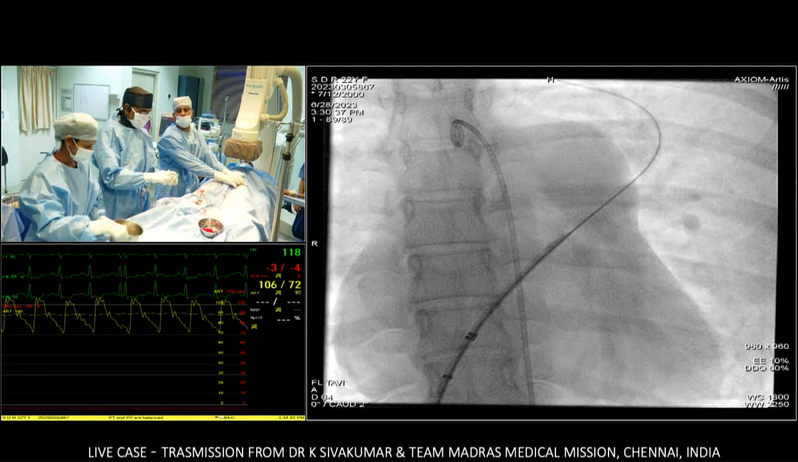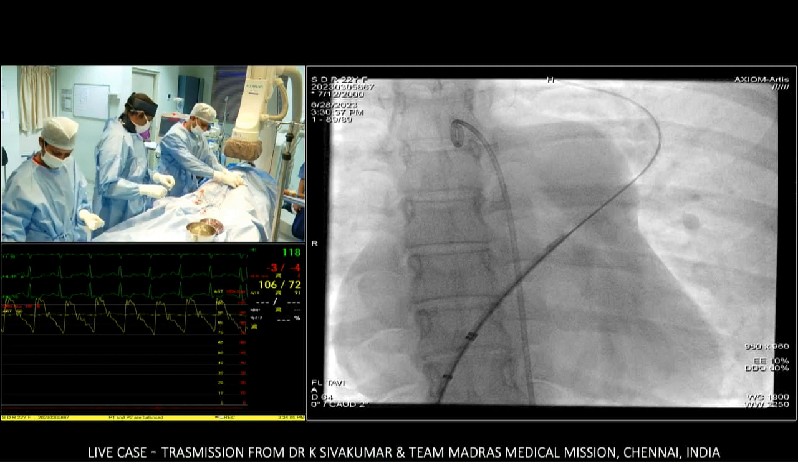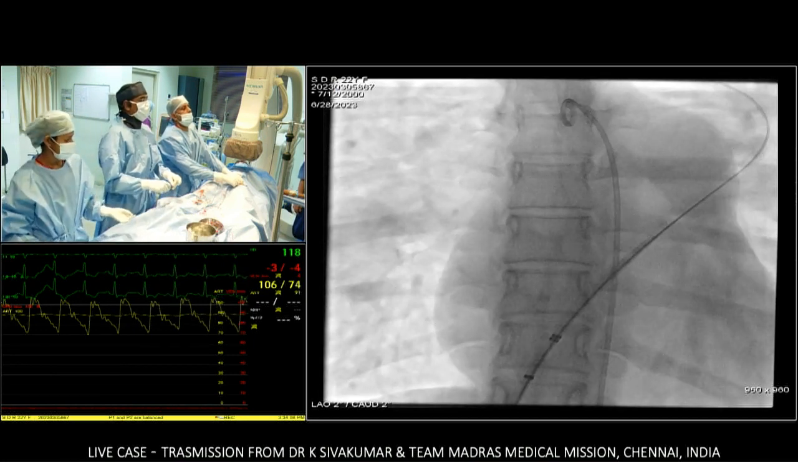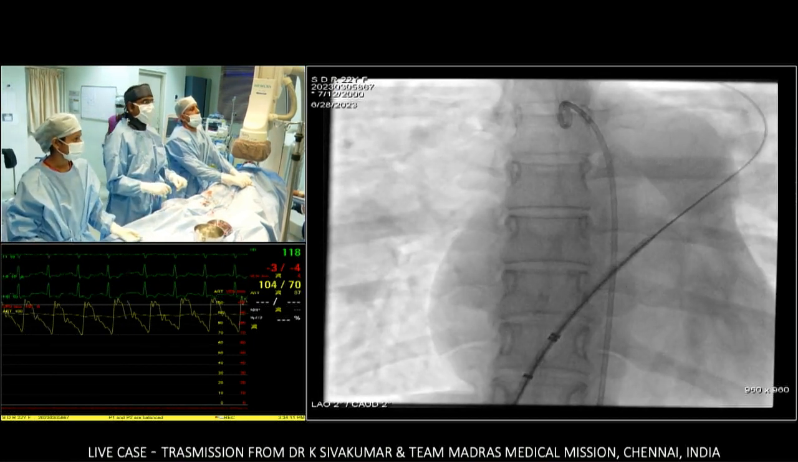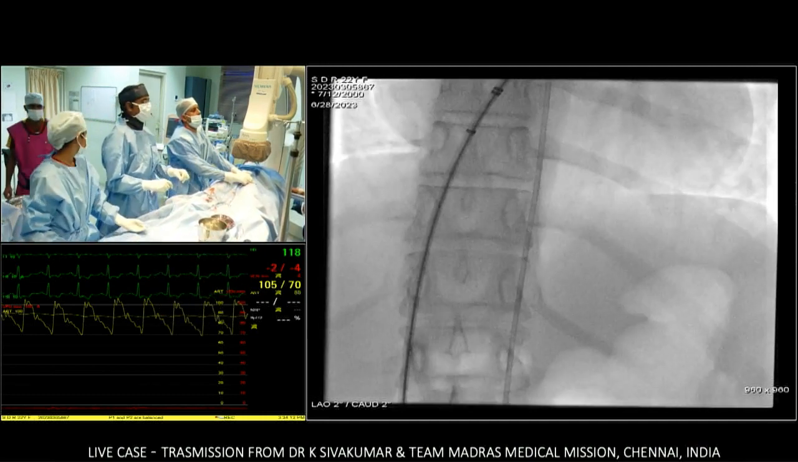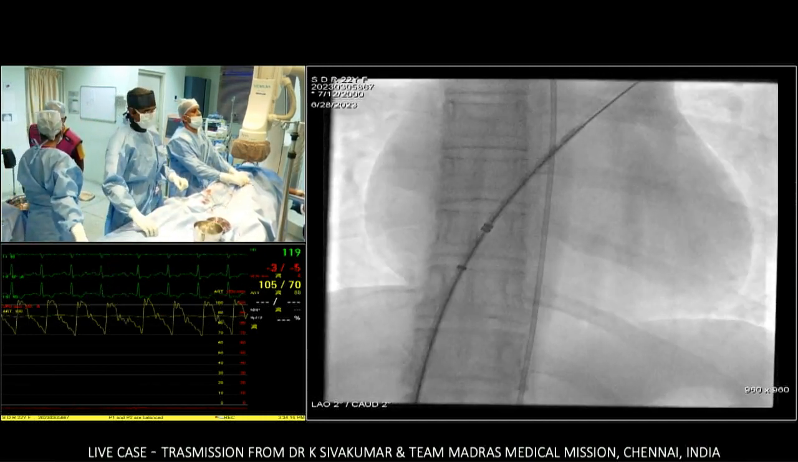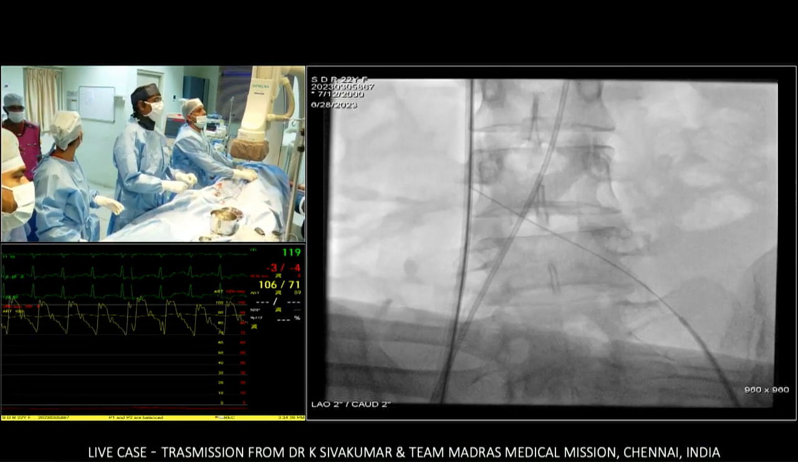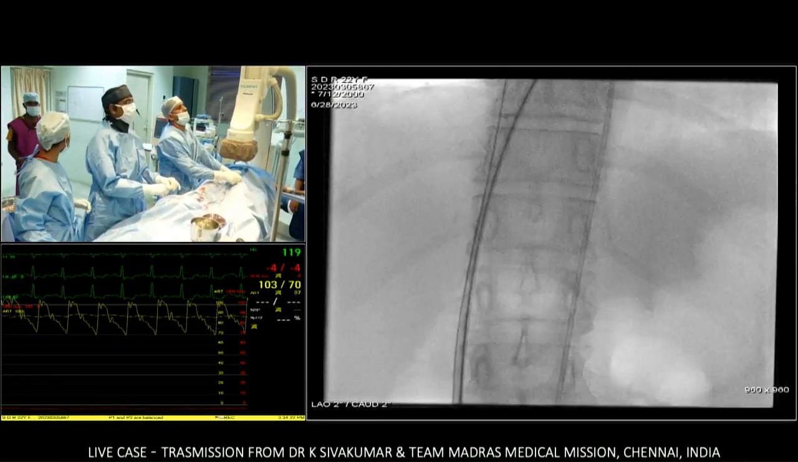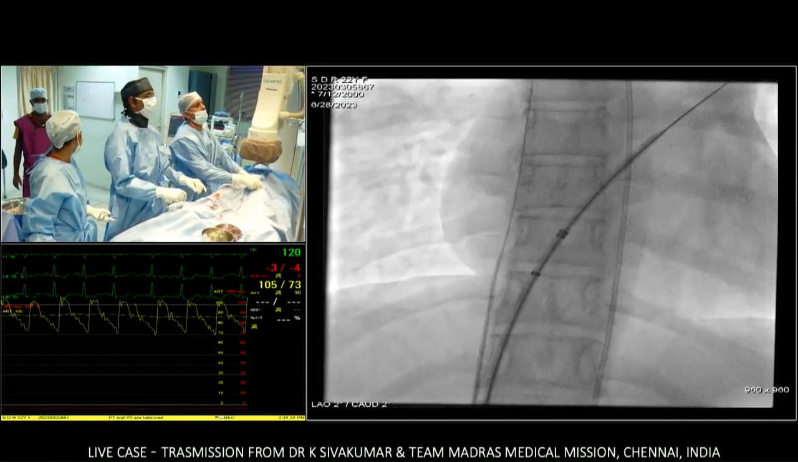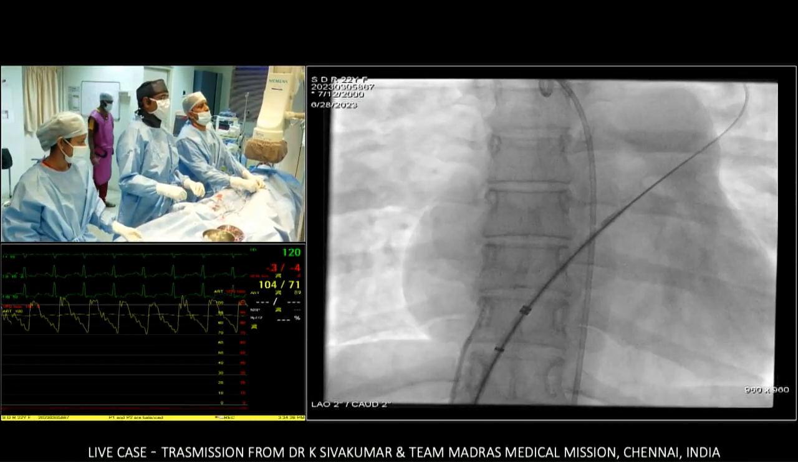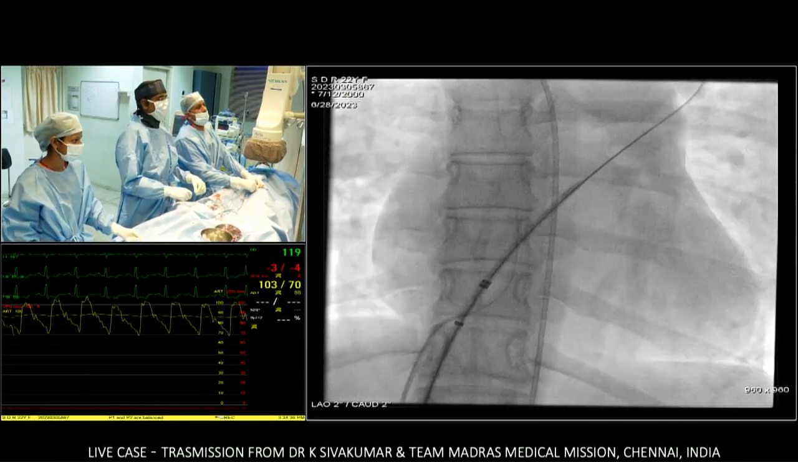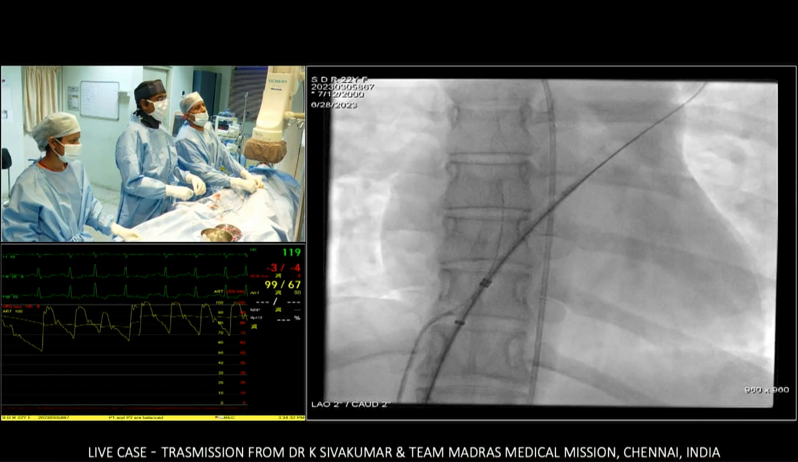But if the pressure is not falling at all, absolutely not falling, then I will be thinking about continuing medical management with pulmonary vasodilator, not closing, and waiting for some more years and then taking a decision. Show me below. So I'm going to have a parallel pulmonary artery catheter.